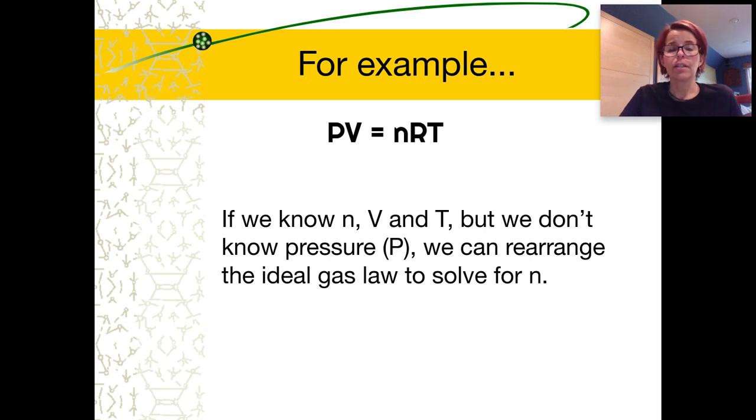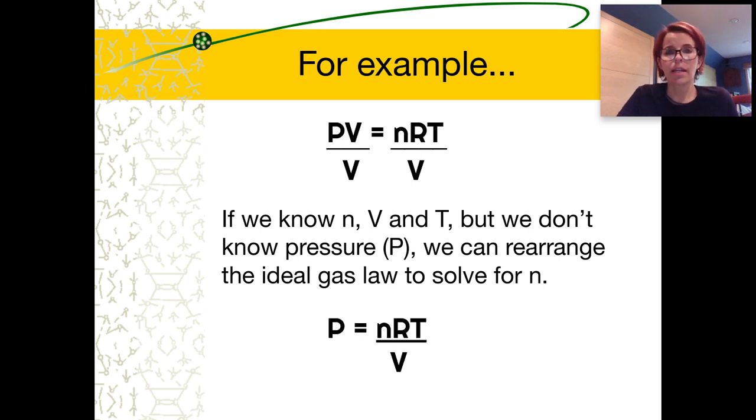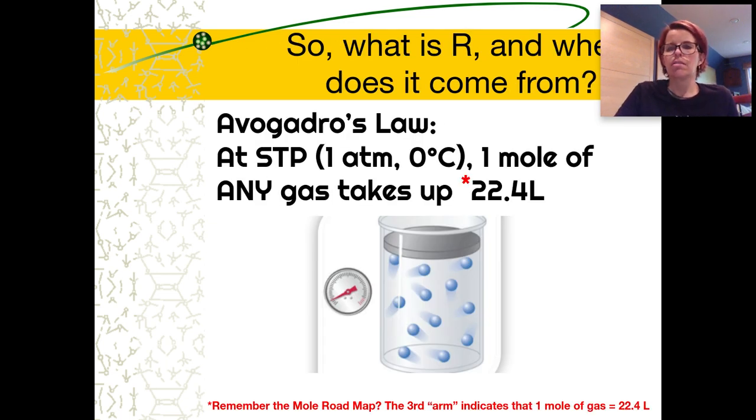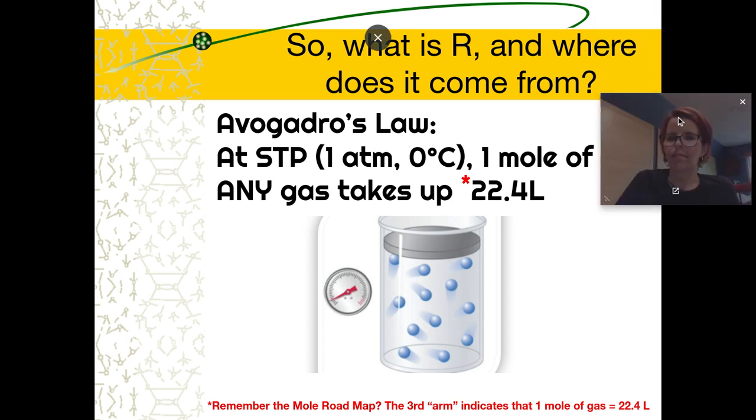Here's another example. If you know the number of moles and you know the volume and the temperature, but you don't know the pressure, you can rearrange again doing the same kind of algebra. Divide both sides by V. The V's on the left side would cancel each other out, and you would be left with P standing all alone. So P equals nRT over V. So as long as you know the ideal gas law is PV equals nRT, you can solve for any of the variables.